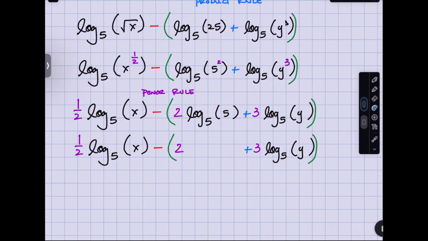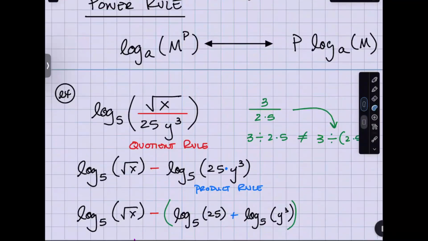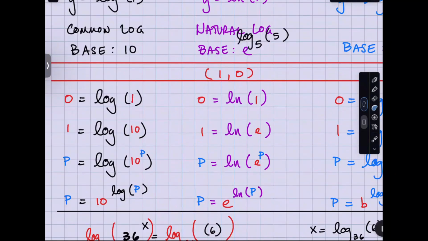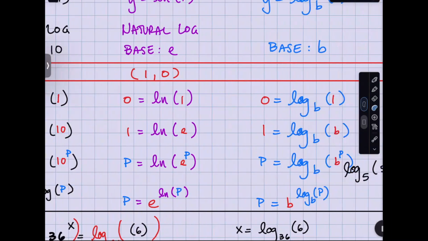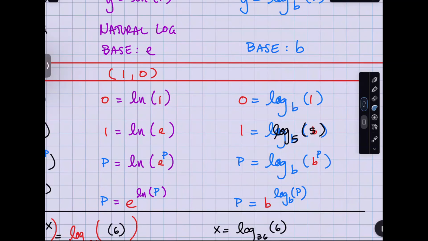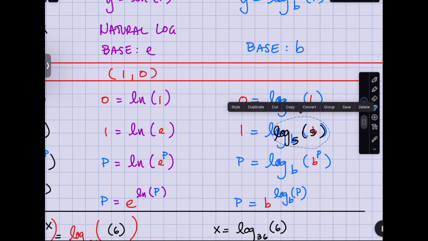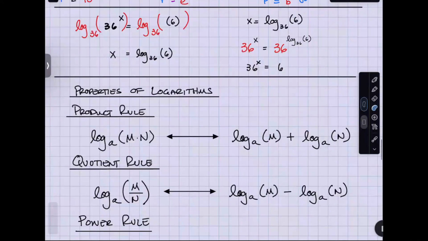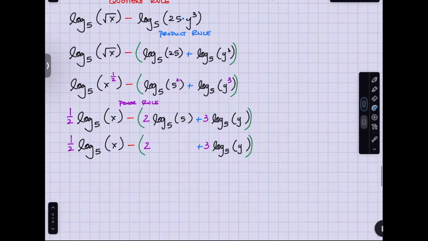Here, let me do it this way. So does that look like this right here? And what does that equal to? 1. See it? And 2 times 1 is just 2.